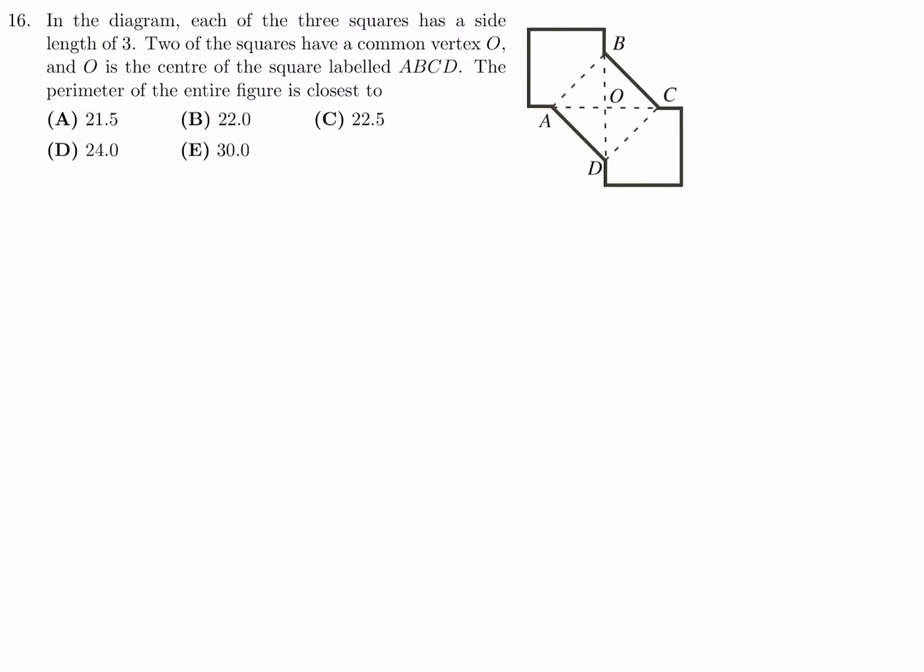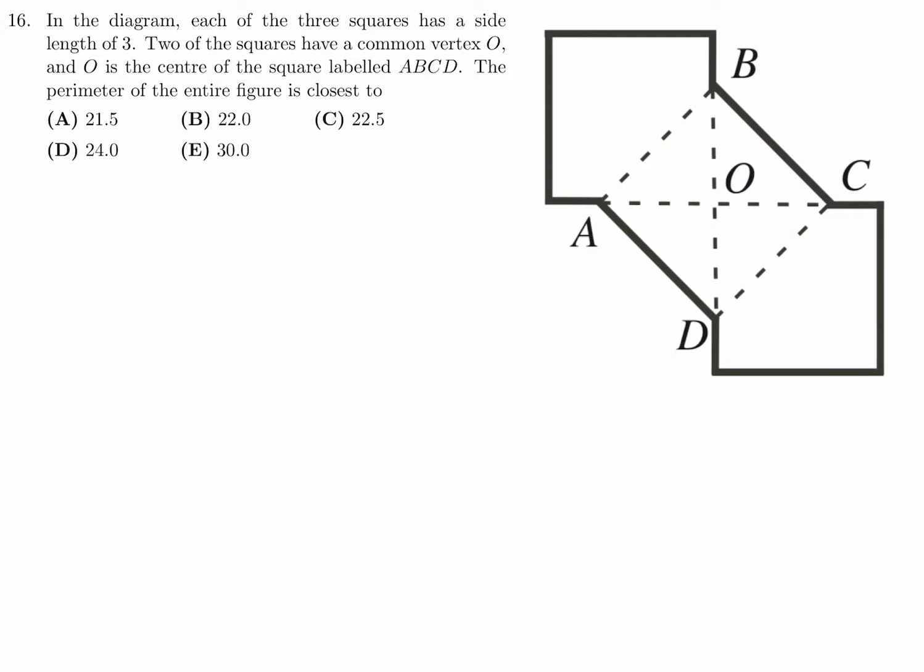In the diagram, each of the 3 squares has a side length of 3. 2 of the squares have a common vertex O, and O is the center of the square labeled ABCD. The perimeter of the entire figure is closest to.